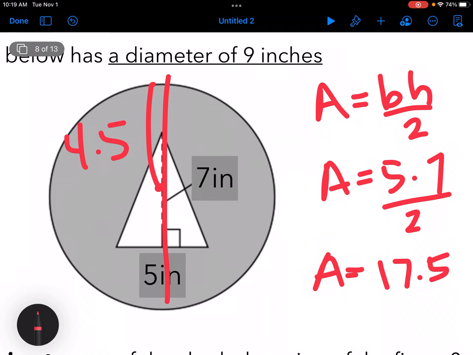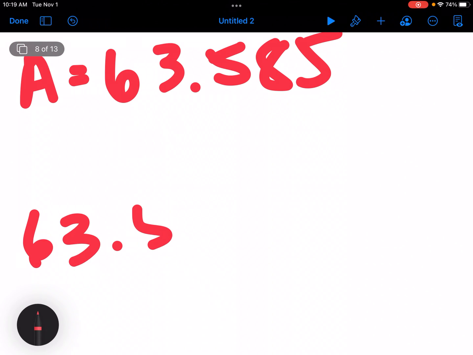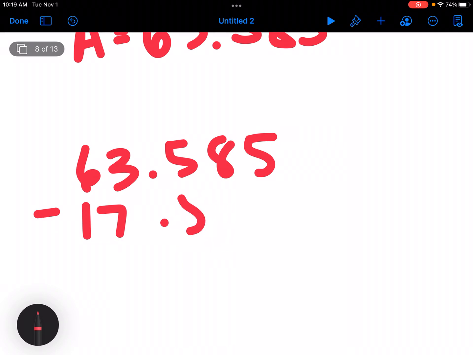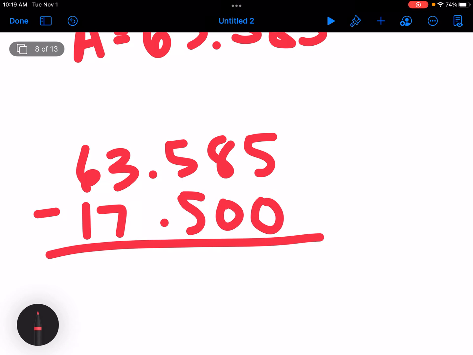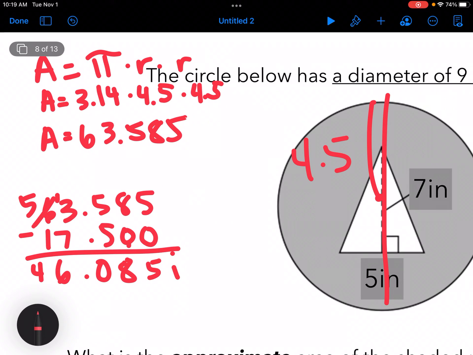I want to take the triangle out of the circle, so I'm going to do 63.585 minus 17.5. And I get 46.085, and that's going to be inches squared. And if I had to round it, it'd be 46.1.